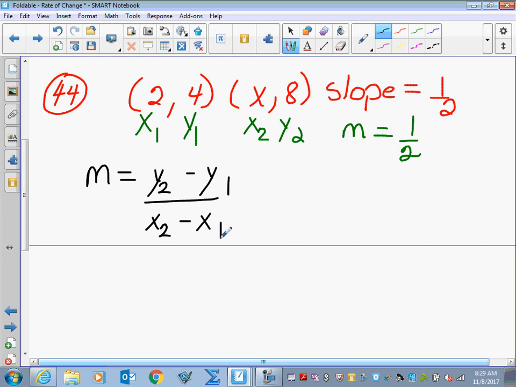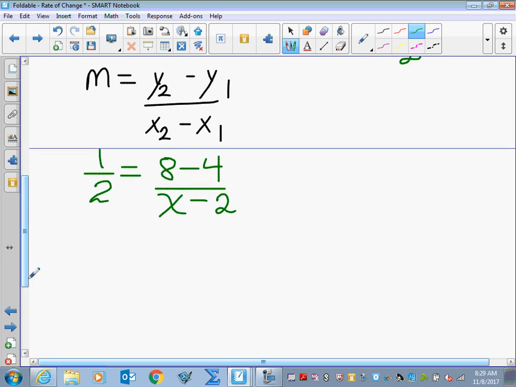So m is 1/2. y sub 2 is 8. y sub 1 is 4, which I think it was in the last problem. x sub 2 is x. And x sub 1 is 2. Okay. Very similar. So now I'm going to say 8 minus 4 is 4. And now I'm ready to just cross multiply and solve it.